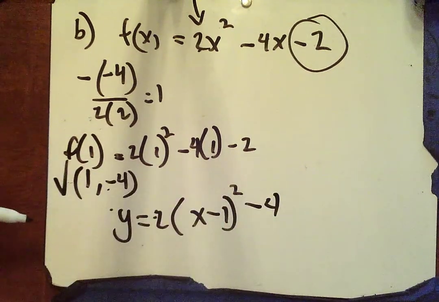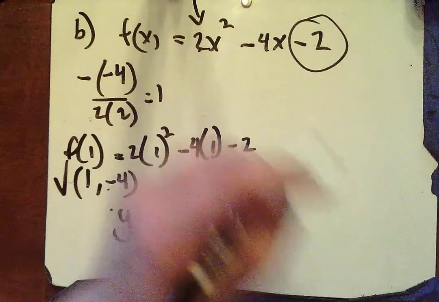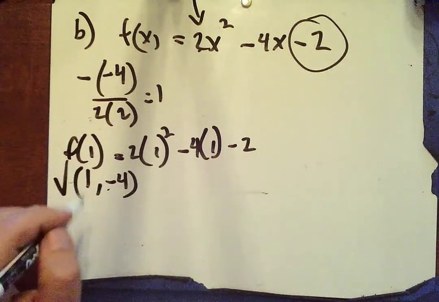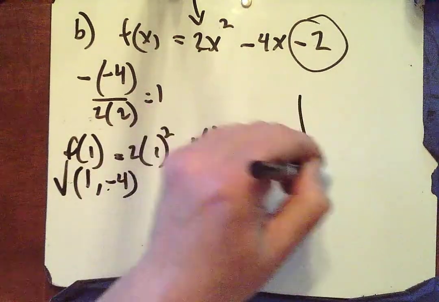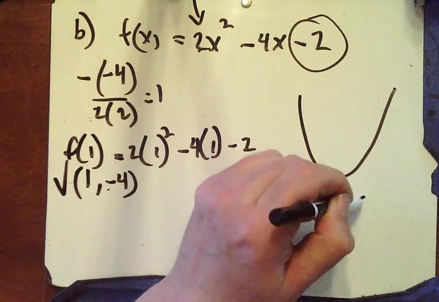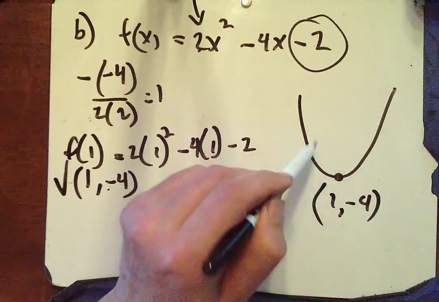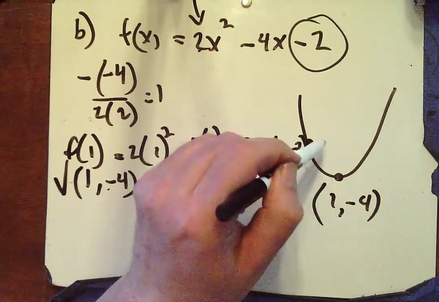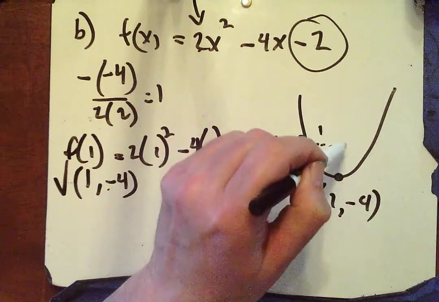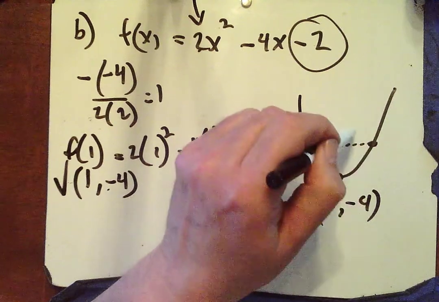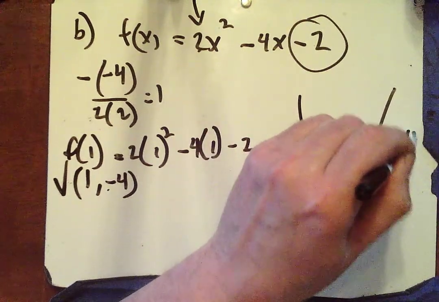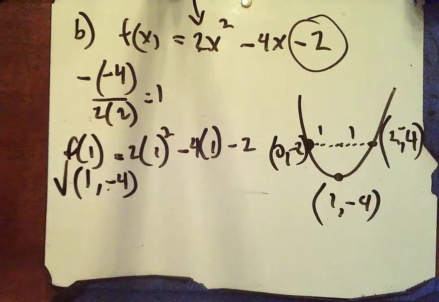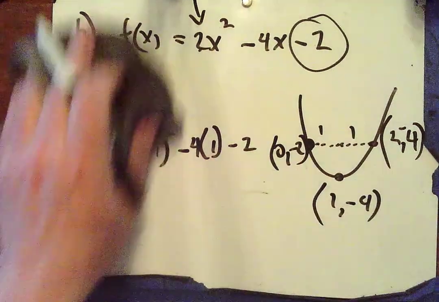There we go. Now, if I want to graph this, I've got a vertex at 1, -4. I have a y-intercept at 0, -2. If this distance is 1, then this distance must also be 1, so that'll be 2, -2. Okay? Let me know if you have questions about these.